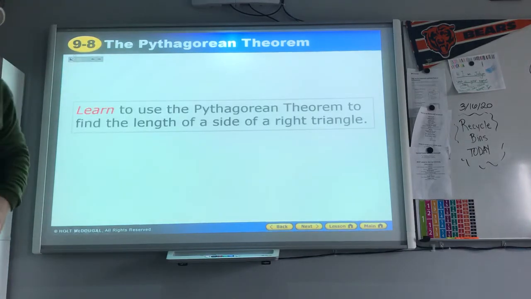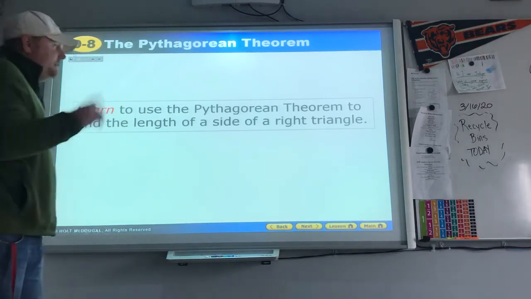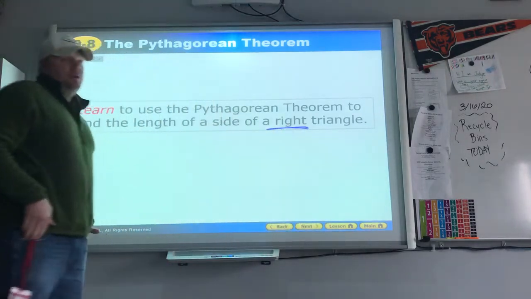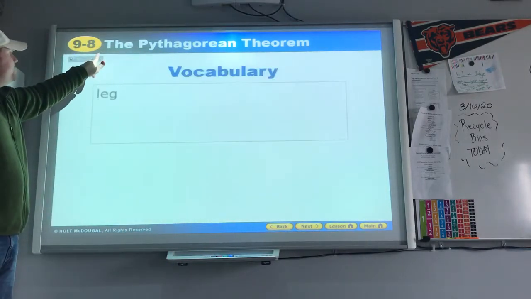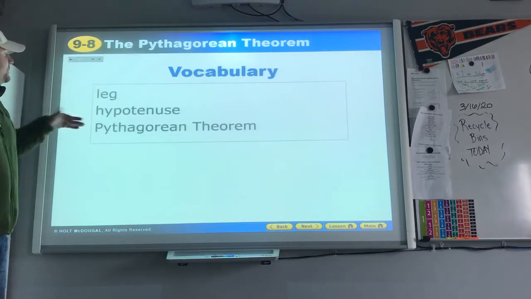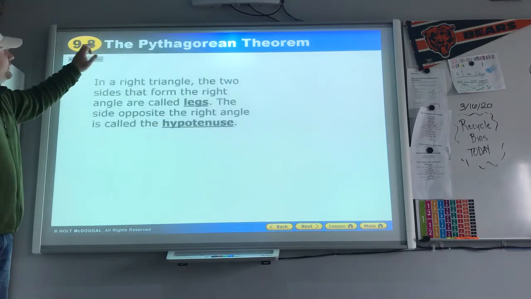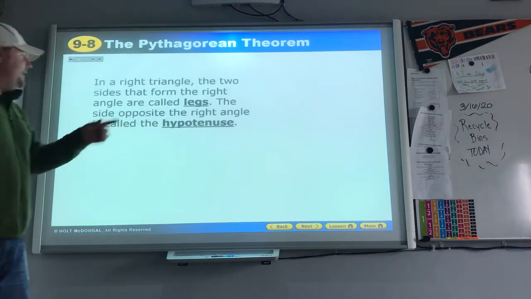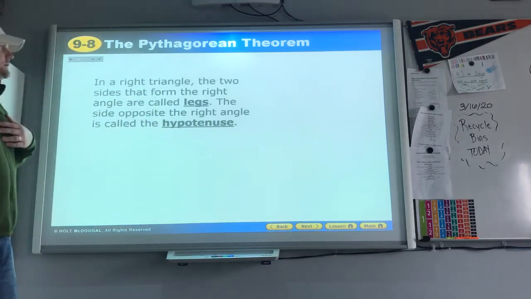The Pythagorean theorem can help you find the length of any side of a right triangle. Only works for right triangles. Leg, hypotenuse, Pythagorean theorem. We will need to know these. Legs are the two sides that form the right angle. They will always be shorter than the hypotenuse, which is the side across from the right angle.